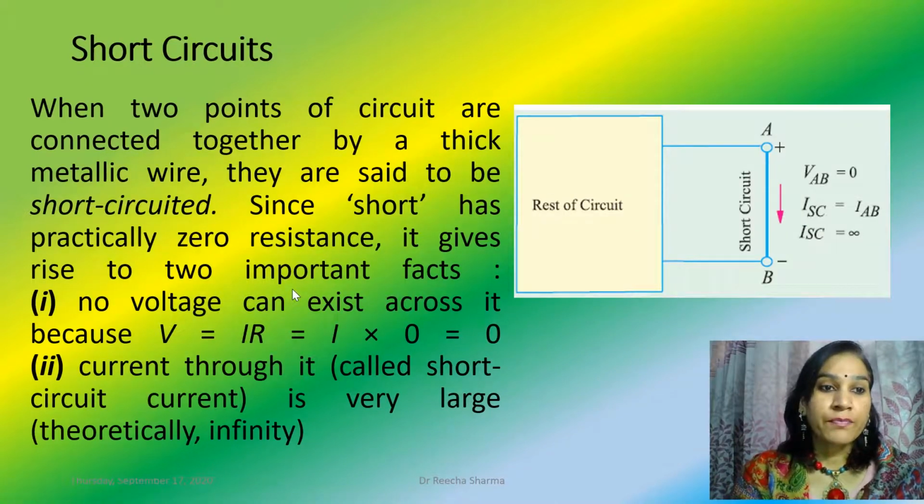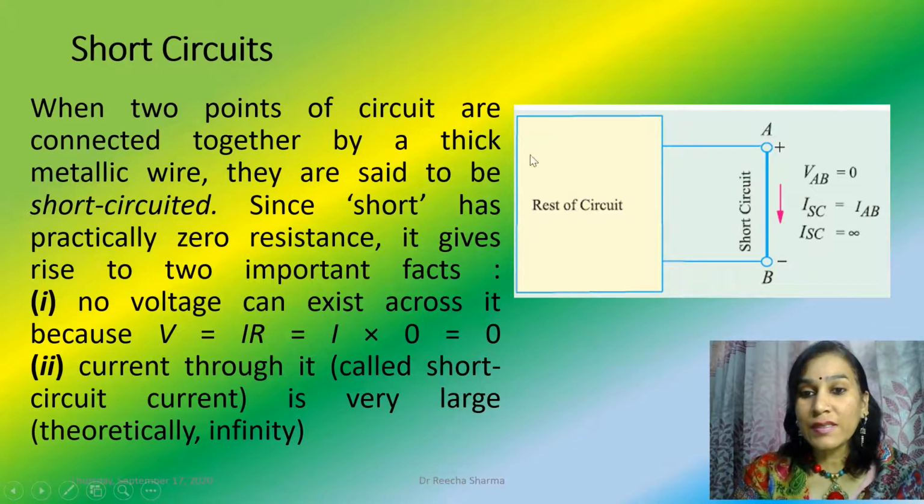Short circuit: when two points of a circuit are connected together by a thick metallic wire, they are said to be short circuited. When we have a circuit and the output terminals are connected with a thick wire, that is called a short circuit. The circuit becomes short circuited.